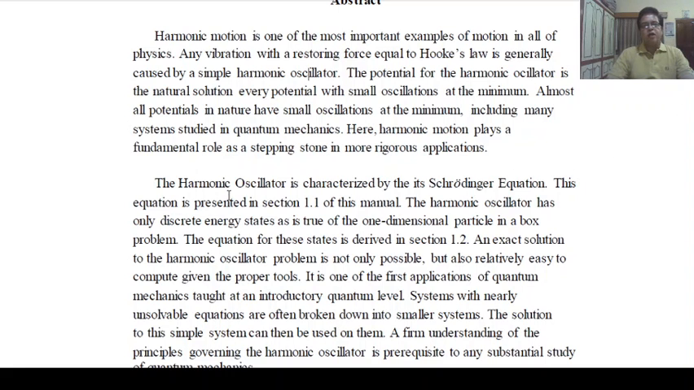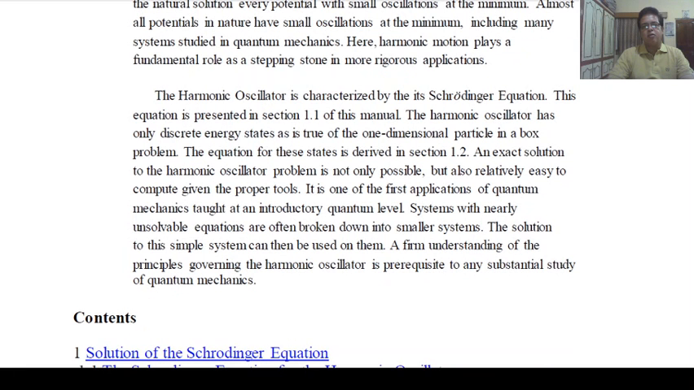In this topic, the harmonic oscillator is characterized by the Schrodinger equation. This equation is presented in section 1.1. The harmonic oscillator has only discrete energy states, as is true of a one-dimensional particle in a box. The equation for these states is derived in 1.2. An exact solution of the harmonic oscillator problem is not only possible but also relatively easy to compute given the proper tools. It is one of the first applications of quantum mechanics taught at an introductory quantum level.